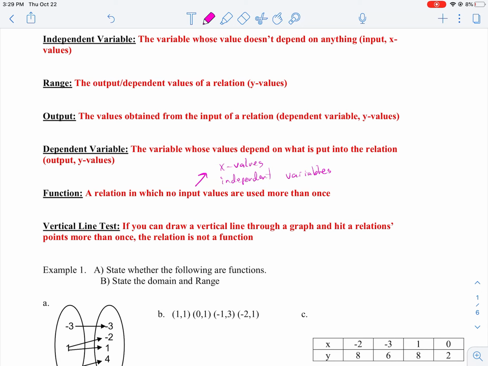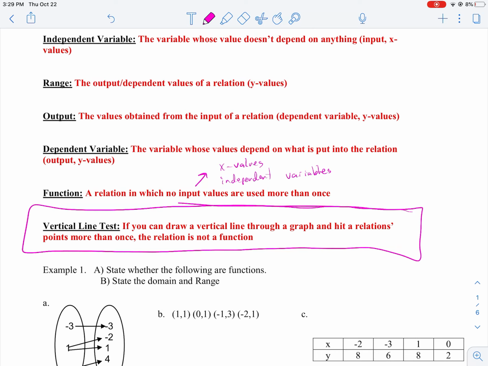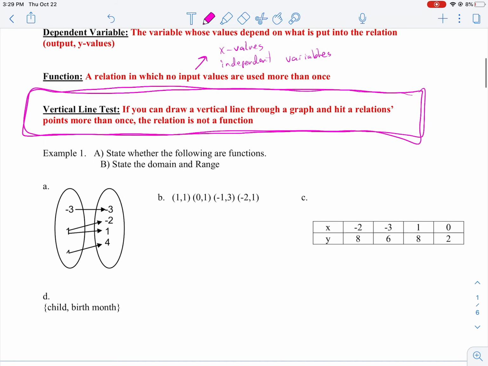And also, depending on what they give you, sometimes they will just give you a picture of a graph and say, hey, is this a function? So hopefully some of you remember this one, the VLT, the vertical line test. If you can draw a vertical line through a graph and hit a relation's points more than once, the relation is not a function.